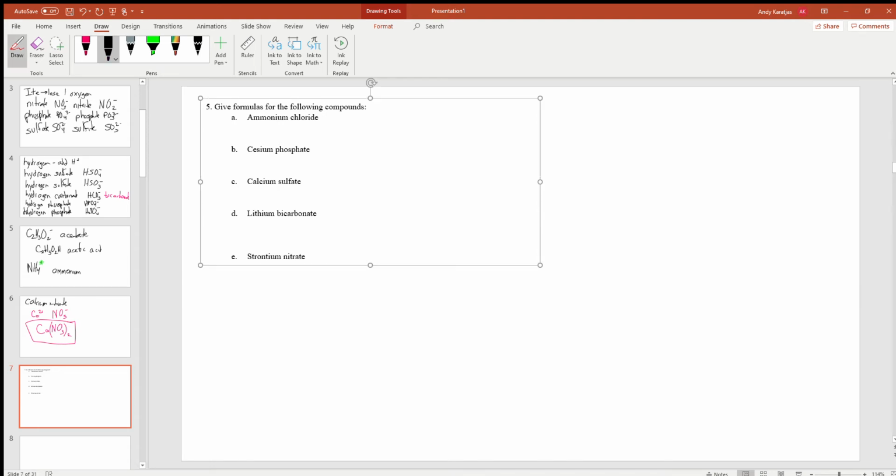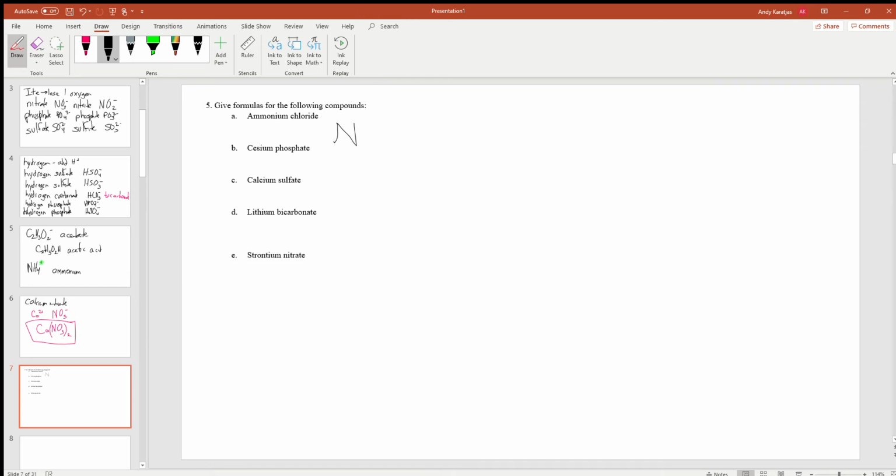So ammonium chloride. Ammonium is our cation. We know in any of our names that the cation is always going to be listed first. Ammonium, recall, is our one example of a polyatomic cation, NH4+. Chloride is just the chlorine atom as an anion, so Cl-. Since the charges here are equal, +1, -1, we need just one of each, and so ammonium chloride is NH4Cl.